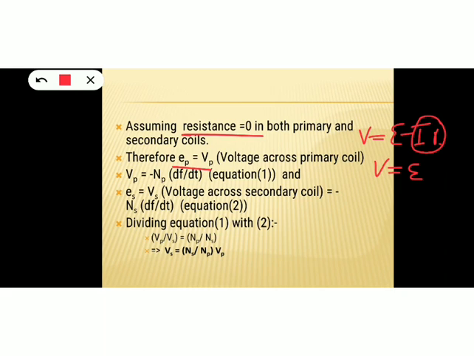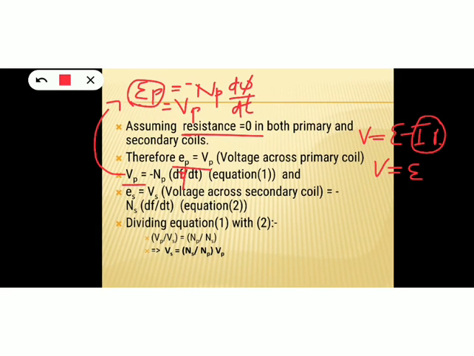So the voltage across the primary coil is equal to minus Np into d phi by dt. We got this expression because in the previous slides we learned that the induced EMF associated with the primary coil is minus Np into d phi by dt. If resistance is 0, then this EMF is equal to the voltage across the primary coil. So Ep can be considered as Vp itself. That's why the expression becomes Vp is equal to minus Np into d phi by dt.